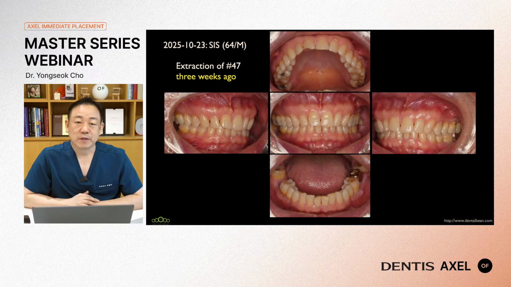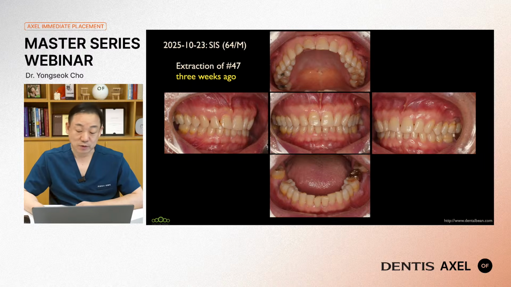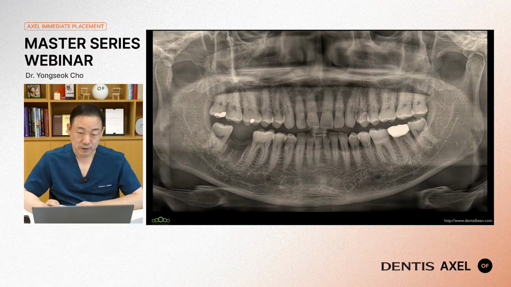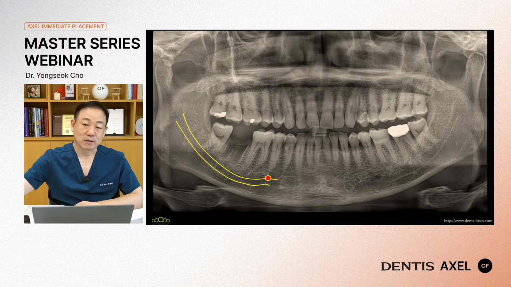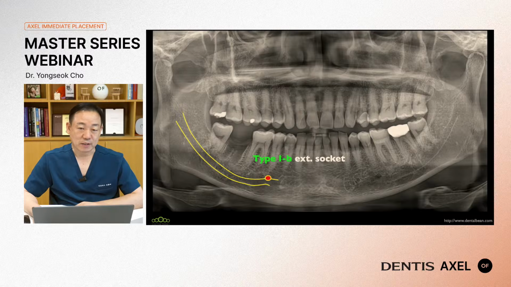Here is a 64 years old male patient who had the right second molar, mandibular molar, extracted 3 weeks ago. Look at the panoramic image and let's trace the mandibular canal here. The mandibular canal is slightly away from the extraction socket, but it is less than 5 millimeter. That means it is originally a type 1B extraction socket.